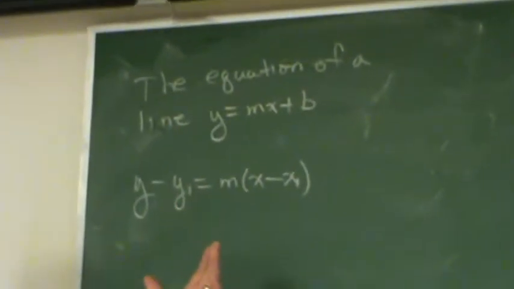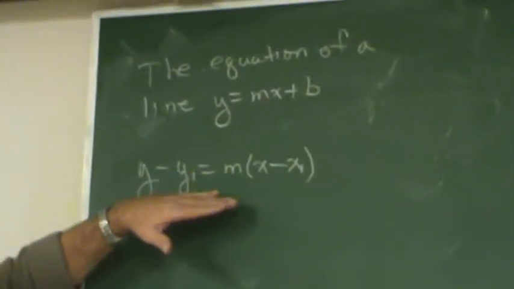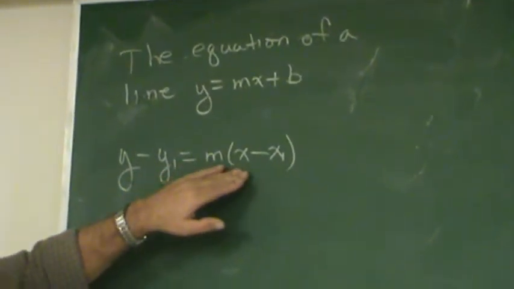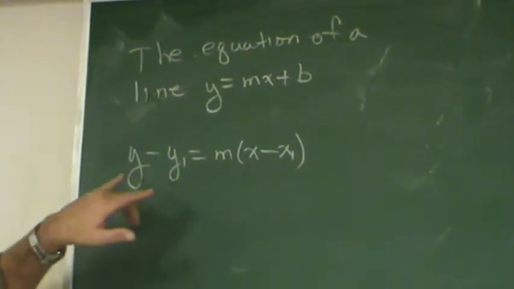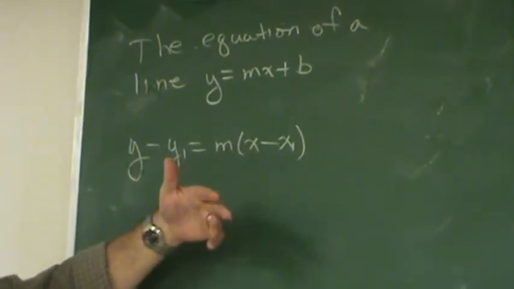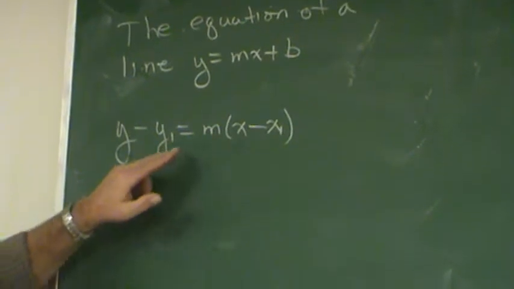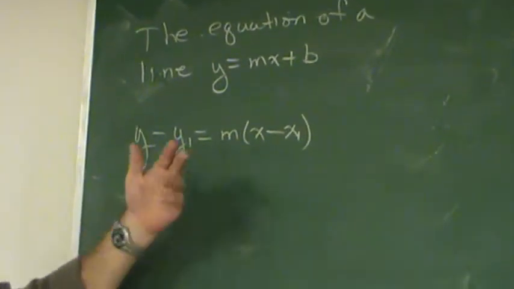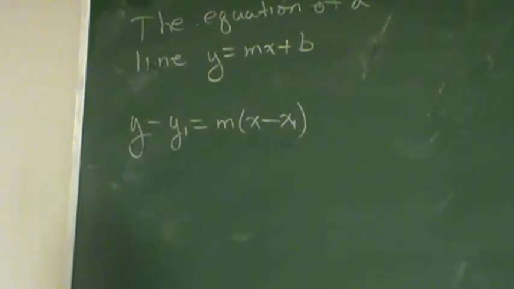To find the equation of a line, I like using the point slope form. Point slope form says y minus y1 is equal to m times quantity x minus x1. In this equation, y and x are your variables. y1, x1 are the numbers that you know. M is a number that you know, or you should be able to find out.